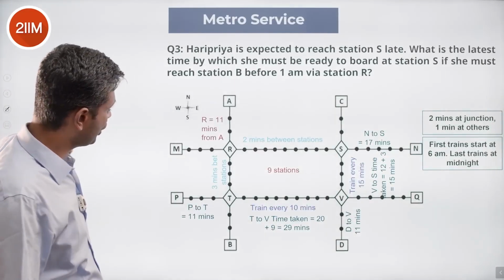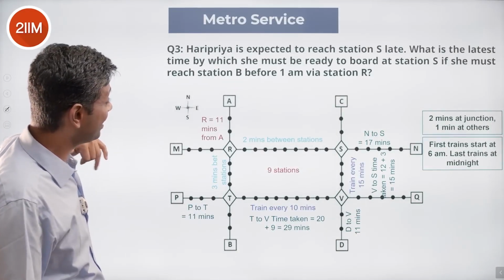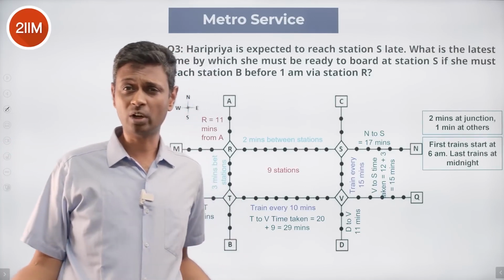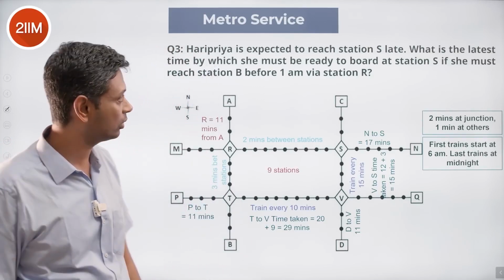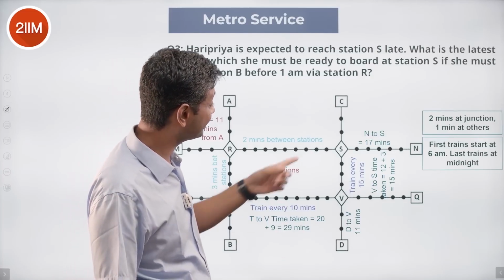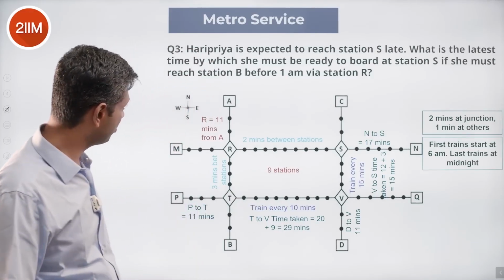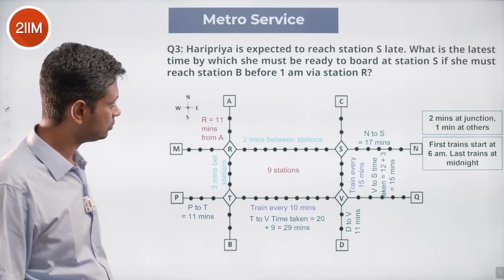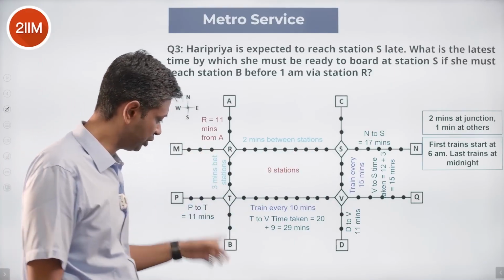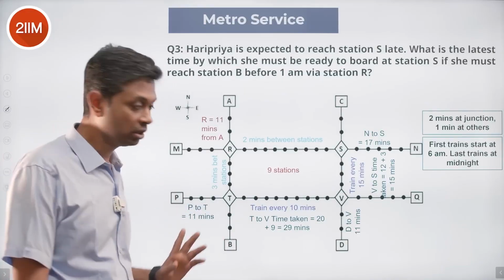Haripriya is expected to reach station S late. I didn't understand this question. Late as in what late? Is it 2 a.m. late or 6 p.m. late or 11 a.m. late? What is the latest time which we must be ready to board at S, if she must reach station B before 1 a.m. via station R? So she has to come here and come here. She has to reach B before 1 a.m.